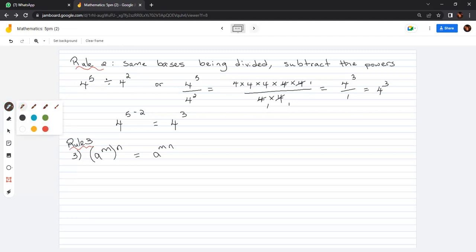So let's say they gave you a to the power of 4, squared. Anytime it's raised to a power in this form, you're going to multiply the two powers. It will be 4 times 2. So it's going to be a to the power of 8, because 4 twos are 8.